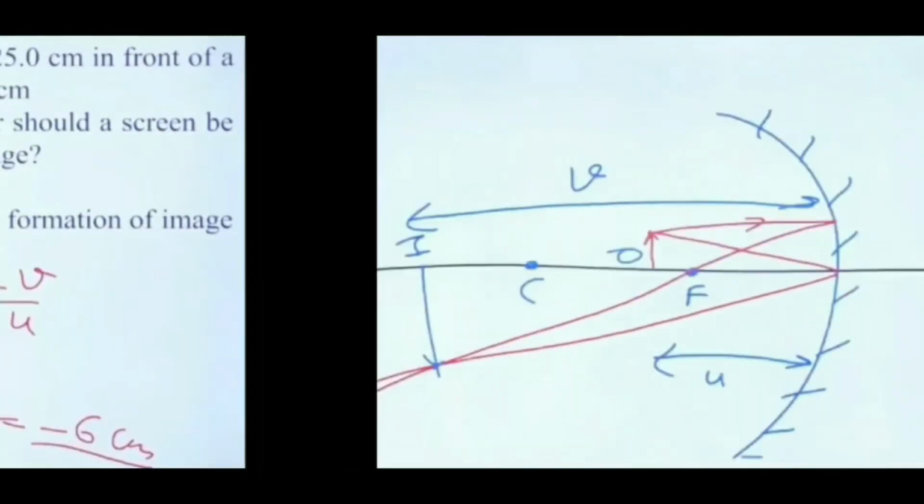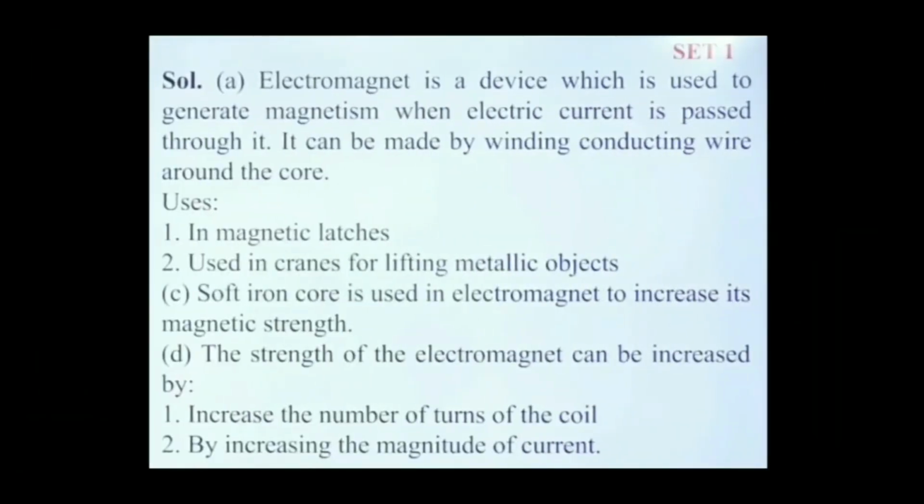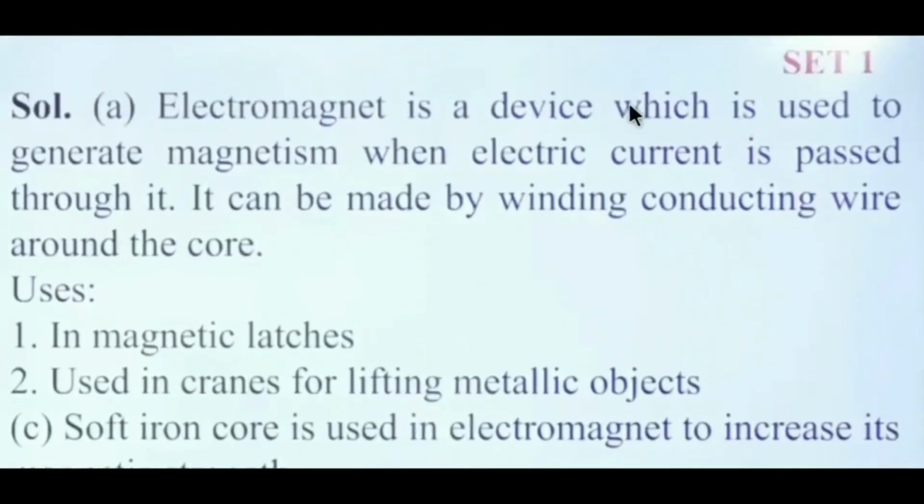Okay, now further move. What is an electromagnet? List two uses. So an electromagnet is a device which is used to generate magnetism when electric current is passed through it. It can be made by winding conducting wire around a core, and its uses are in magnetic latches and in cranes for lifting metallic objects.